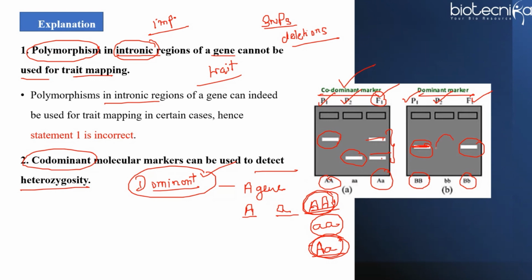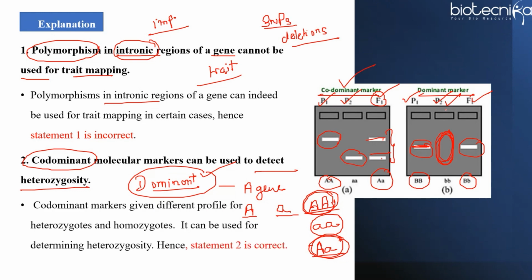But here you can see the band in the recessive, like if P2 is having the homozygous recessive condition, the band is missing over here, right? So dominant markers don't differentiate between homozygous and heterozygous. So the statement is, codominant molecular markers can be used to detect heterozygosity. So yes, this statement is correct, because as I have explained, using codominant markers we can differentiate between homozygotes and heterozygotes.